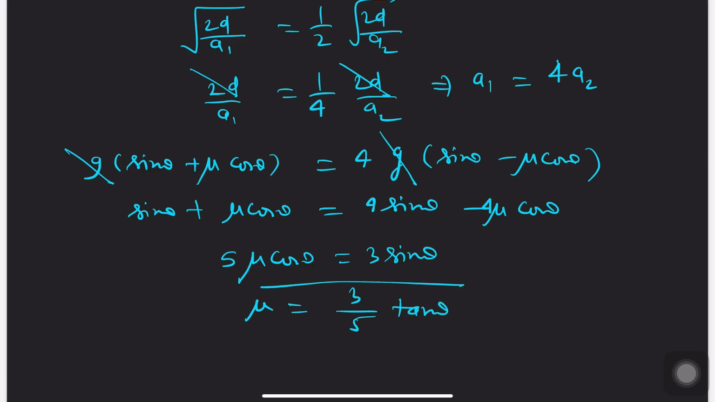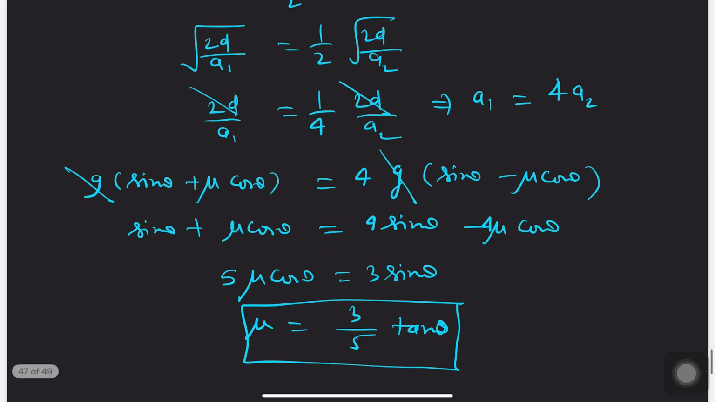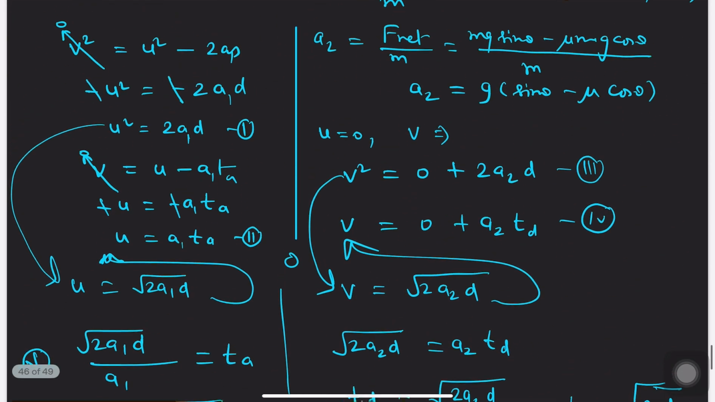So this would be your answer: mu is equal to 3 by 5 tan theta. I hope you have understood the idea of how to solve this problem.